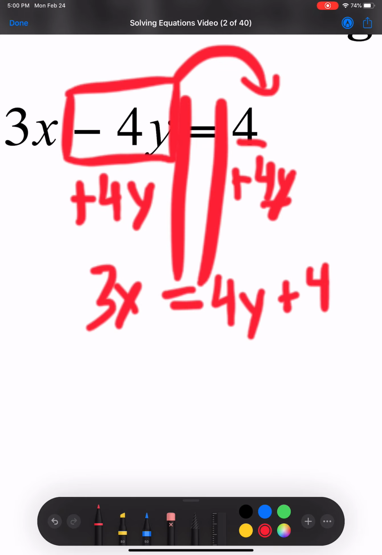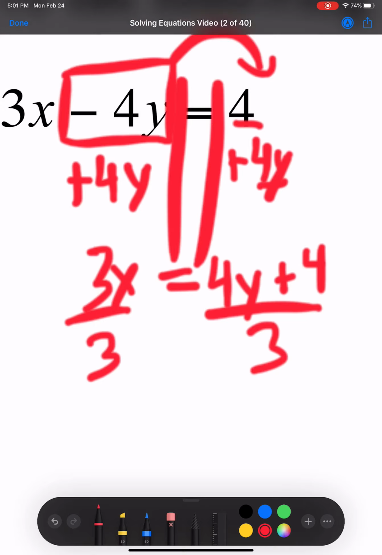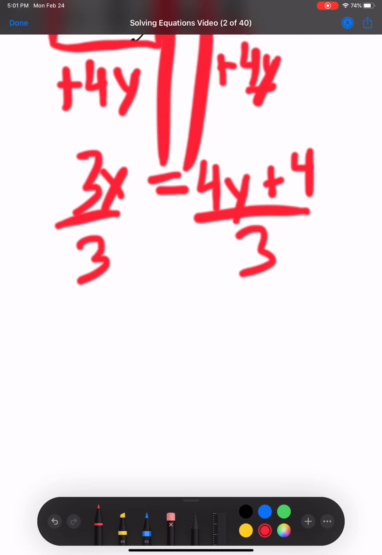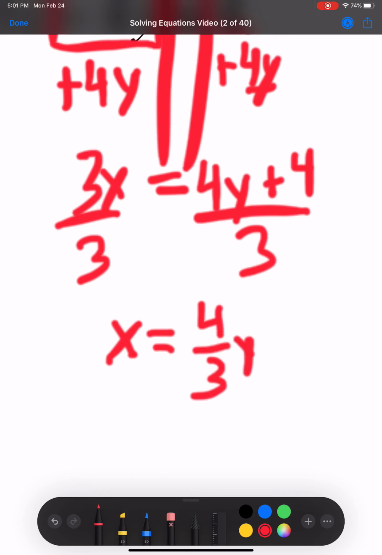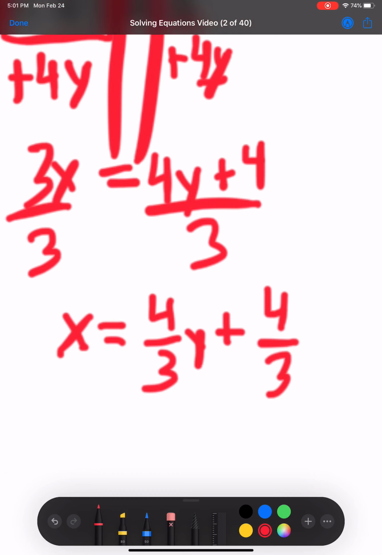Step 1, add or subtract. Step 2, multiply or divide, right? So I've got 3 times x, so I need to divide because that's the opposite of multiplication, okay? Whatever I do to the left, I have to do to the right. So I'm left with x equals 4 over 3 y plus 4 over 3.